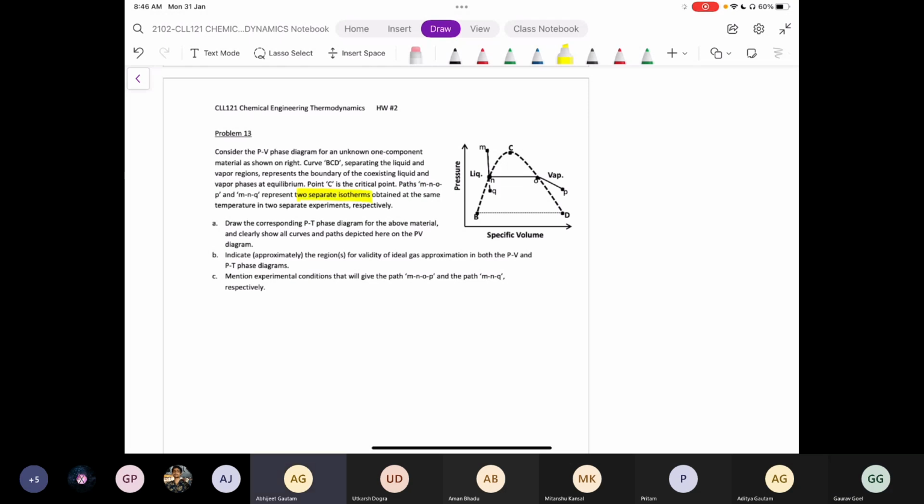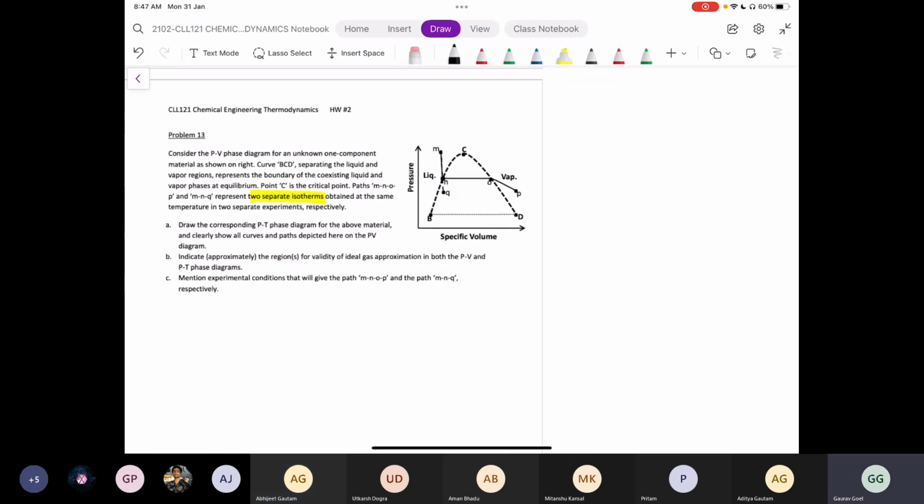But it's written as obtained at the same temperature. Same temperature means isotherm. Yes, but okay. Let's take an actual example. Experiment number 1. Let us fix the species.